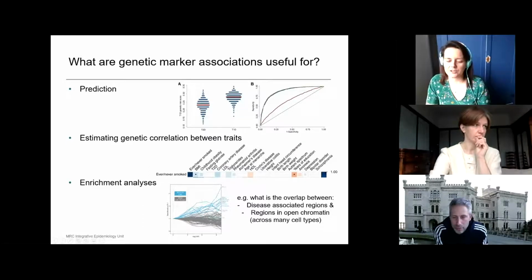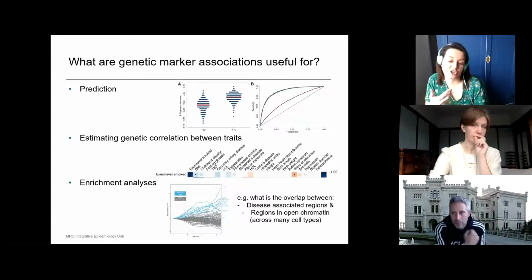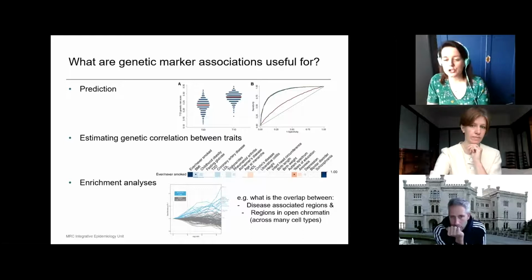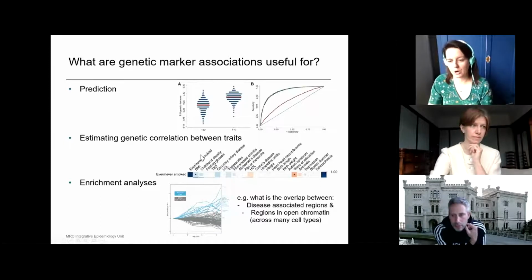I guess it's not surprising that smoking and education might be correlated, but perhaps it is surprising that they're genetically correlated, so that the relationship between those two might have biological underpinnings. So you can do this kind of analysis without knowing the causal variants, just knowing that the correlation between markers, between traits, can tell you something informative.